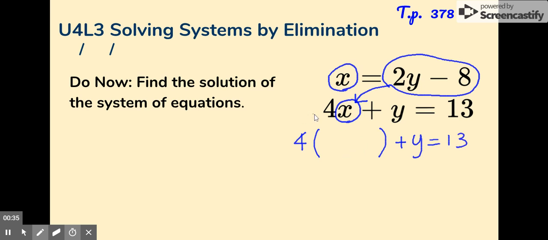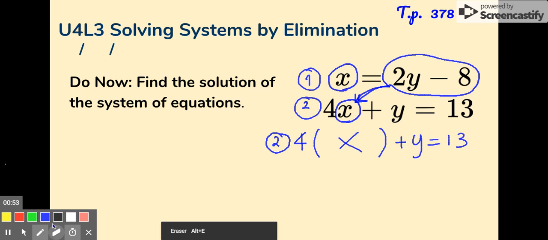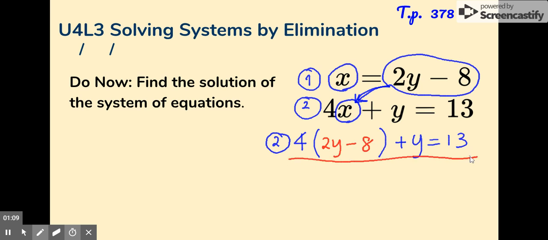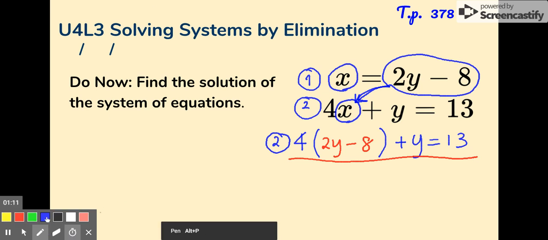Everything should be exactly the same for the second equation. Let's say this is the first equation, second equation. Now I just rewrite the second equation, and we know that x is equal to 2y minus 8. So I'm going to erase x, and I'm going to replace it with 2y minus 8. Once you get this line, then you're going to get half credit. And now let's just keep going.